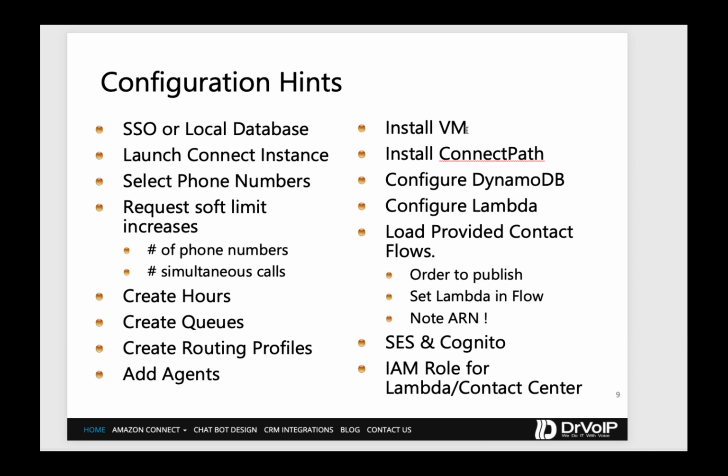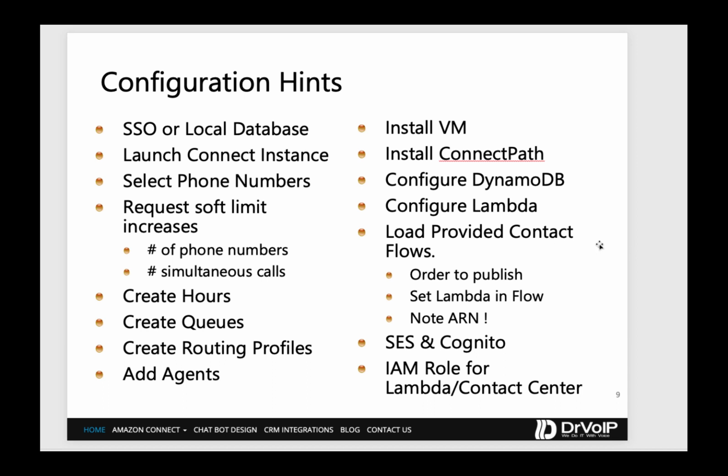Then we're going to go ahead and install voicemail. We're going to install the ConnectPath agent dashboard. There'll be separate tech tip videos on how to do this. We'll configure the DynamoDB table. We'll configure the Lambda. As I said, we provide the Lambda functions, and we'll just show you how to get them installed. And then you're going to load the provided contact flows.